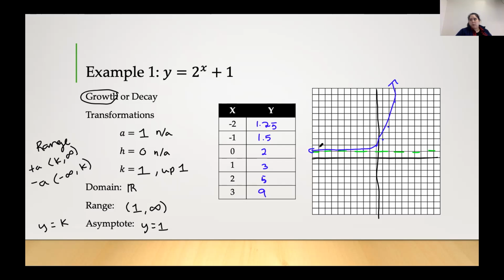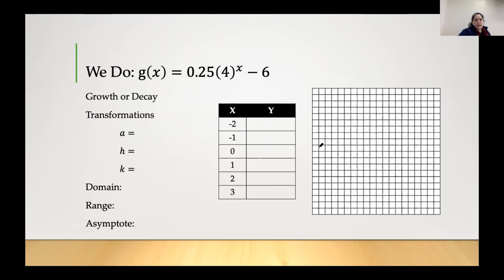But that is exactly what you need to do for graphing it. All right, we have another one. We have 0.25, 4 to the x minus 6. This one's a bit more obvious in some of the information. So my b value is 4, so it is a growth. My a value is 0.25.